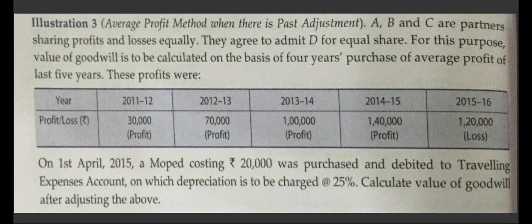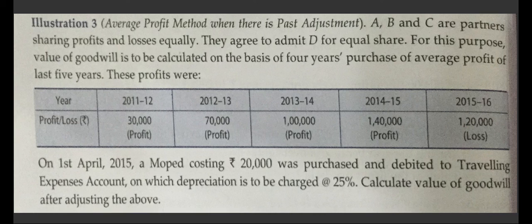A, B and C are partners sharing profits and losses equally. They agree to admit D for equal share. For this purpose, the value of goodwill is to be calculated on the basis of 4 years purchase of average profits. That means number of years purchase is 4. 4 years purchase of the average profit of the last 5 years. These profits were 2011-12, there was a profit of 30,000, then a profit of 70,000, then a profit of 1 lakh, then a profit of 1,40,000, and in the end there is a loss of 1,20,000.